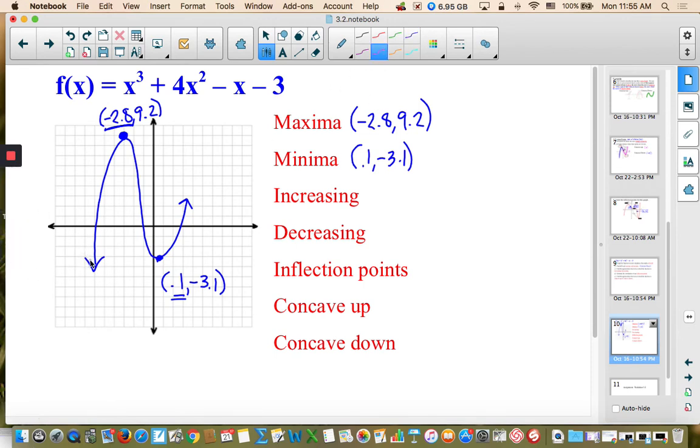This graph is increasing right there, and then it's decreasing, and then it's increasing again. So it's increasing in two places. So the first place is from negative infinity to negative 2.8. And then remember, at negative 2.8, it is neither increasing nor decreasing, so I have a parenthesis there. And then again here from 0.1 to infinity. Where is this graph decreasing? It is decreasing right in here. So that's from negative 2.8 to 0.1.